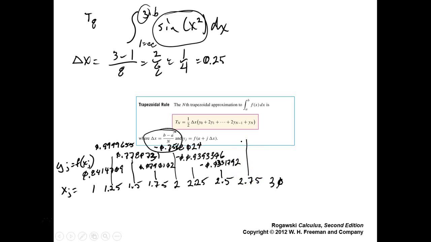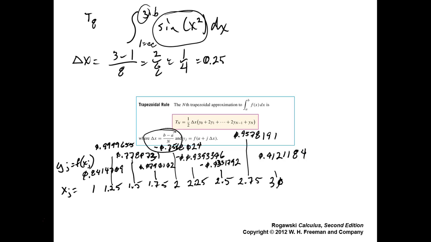2.75. Square it and take the sine of it. 0.9. Okay, positive? Okay. 0.1. Okay. And take 3.0, square that, and take the sine of it. 0.412. Okay. So that gives us our values.